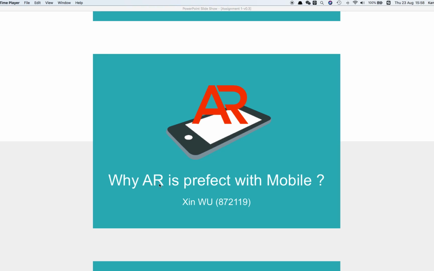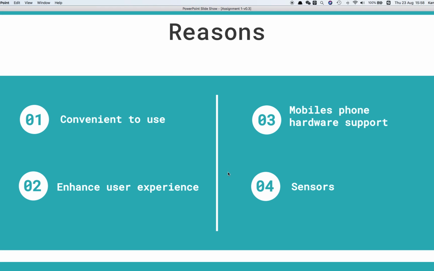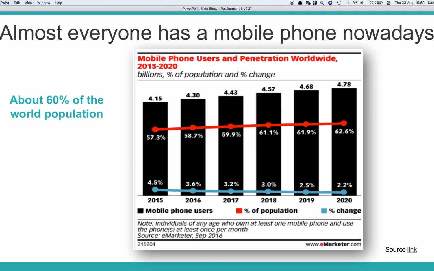Hello everyone, my name is Wu Xin. Now let me introduce to you the next part. Why AR works well with mobile devices. Here are listed 4 main reasons. Convenient to use, help to enhance user experience, mobile phone hardware support, and the last one is sensor. Now I will give you a detailed introduction to these 4 features.